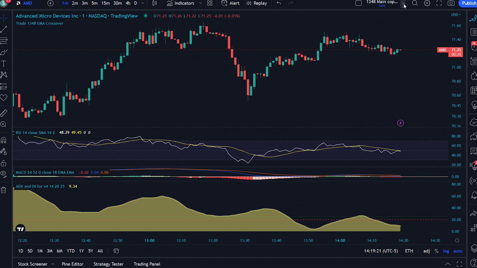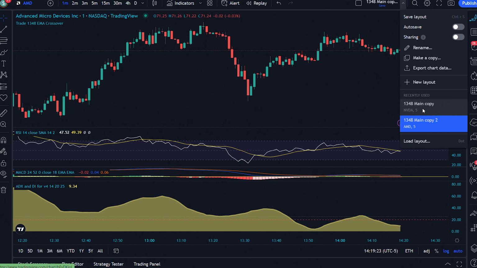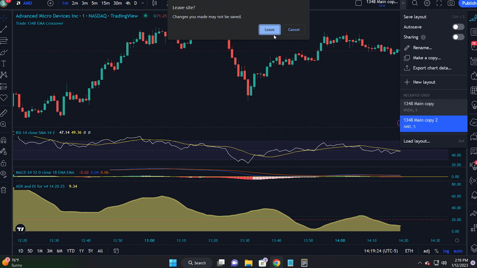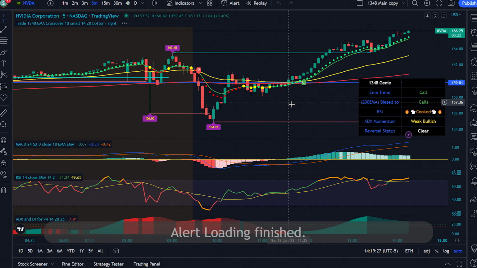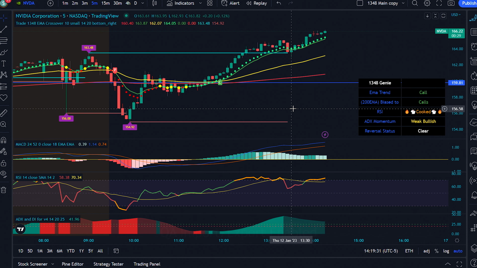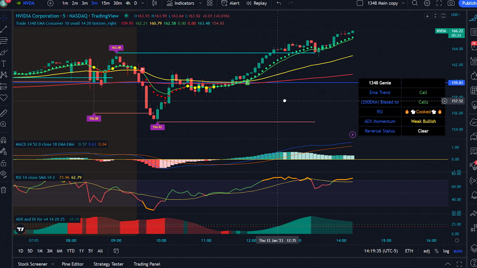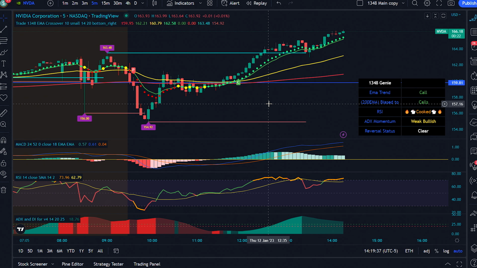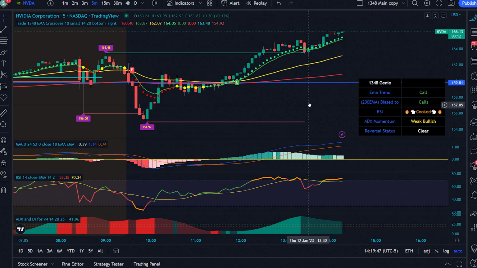We are going to change up from our very boring chart to our power settings here. As you guys could see, things have changed significantly and for a reason. Now, we are on the 5-minute here with Nvidia. You could see the clock is moving, currently trading at 166.15 with 15 seconds left to go on the candle.